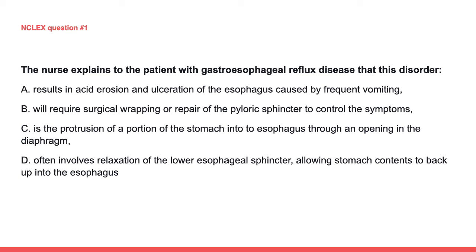So our first NCLEX question is, the nurse explains to the patient with gastroesophageal reflux disorder that this disorder, A, results in acid erosion and ulceration of the esophagus caused by frequent vomiting, B, will require surgical wrapping or repair of the pyloric sphincter to control the symptoms, C, is the protrusion of a portion of the stomach into the esophagus through an opening in the diaphragm, or D, involves relaxation of the lower esophageal sphincter, allowing stomach contents to back up into the esophagus. So I'll let you guys take a second to think about your answer.